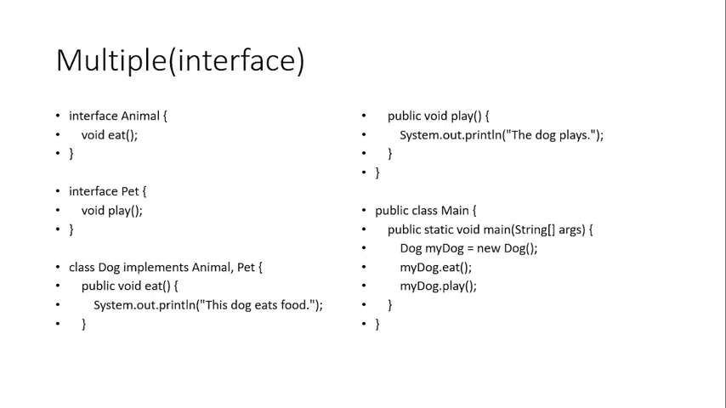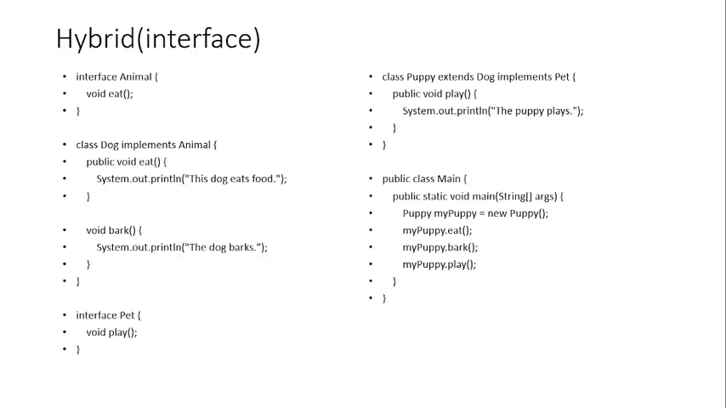So each and everything has to be called separately. myDog.eat as well as myDog.play. These two are the functions, and they will be called separately. So this is how multiple inheritance is explained.